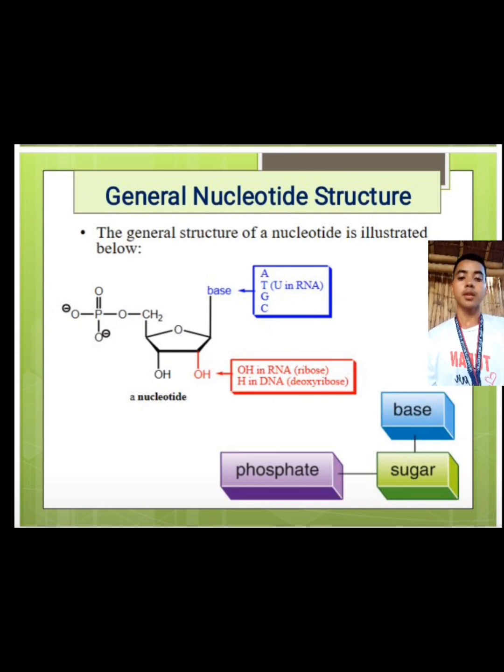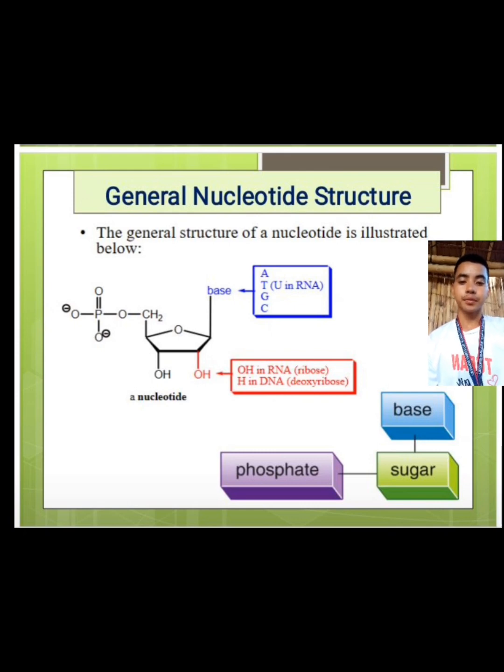So, there are two categories of nitrogenous base: purines and pyrimidines. Adenine and guanine are purines, characterized by a double ring structure, while cytosine, thymine, and uracil are pyrimidines with a single ring structure.